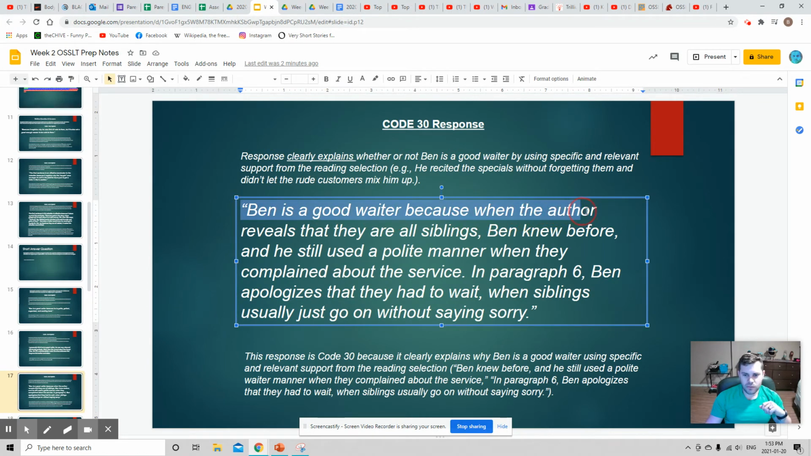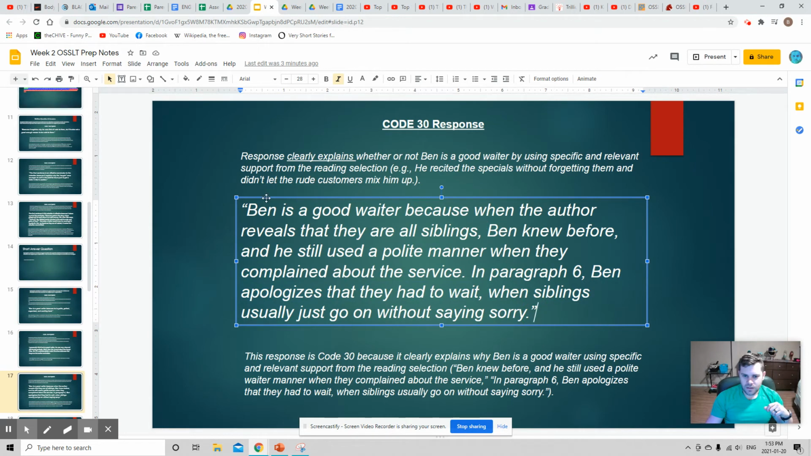Ben is a good waiter because when the author reveals that they're all siblings, Ben knew before and still used a polite manner when they complain about the service. In paragraph 6, Ben apologizes that they had to wait when the siblings usually just go on without saying sorry. So they only did 2 sentences, but they did provide proof, saying in paragraph 6, Ben apologizes that they had to wait.